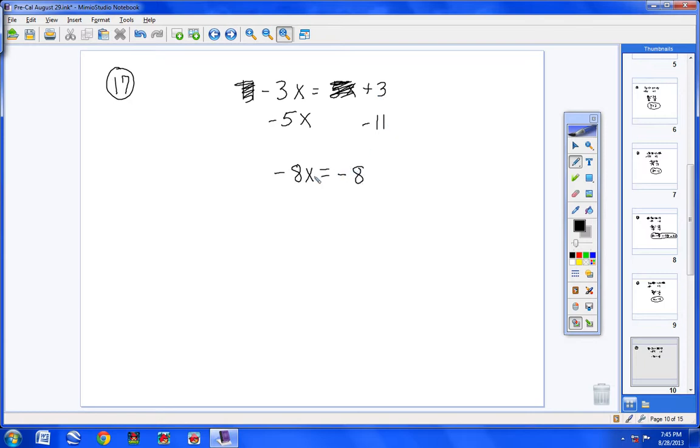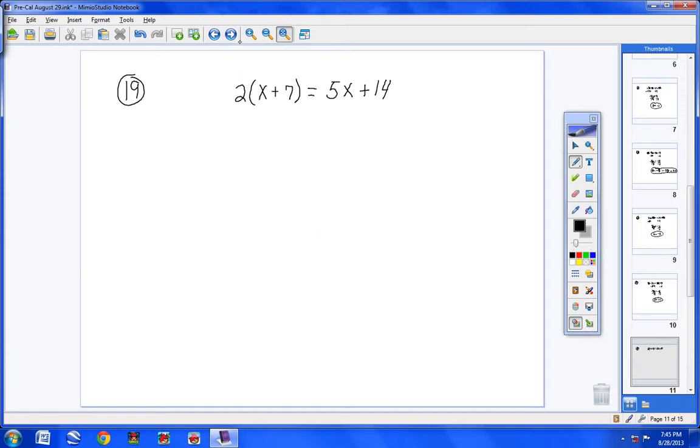And now we want to get x by itself, and what's with the x that we don't want? A negative 8. So we're going to divide both sides by a negative 8 to get rid of this negative 8 right here. And they cancel out. And you're left with, well, what's negative 8 divided by negative 8? Positive 1. Positive 1.